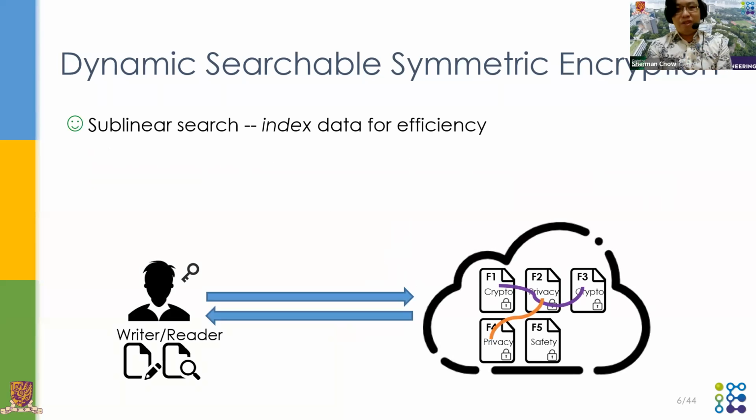DSSE has a number of nice features. Almost every modern DSSE scheme features sublinear search, meaning the search complexity will be sublinear in the size of the database. It is possible because the writer has indexed the data accordingly. For example, here, all these files linked with the keyword crypto are just linked together. So it features sublinear search, which is nice.